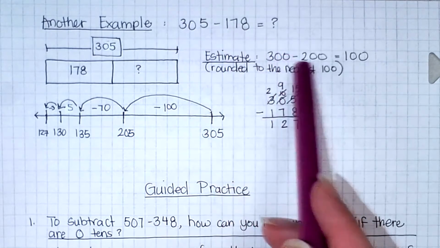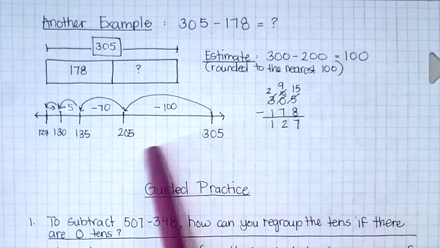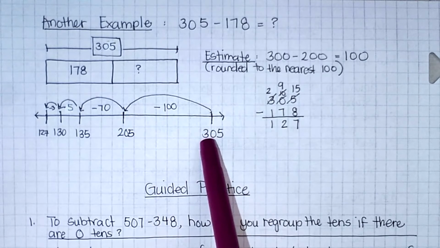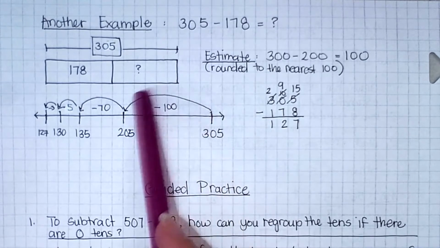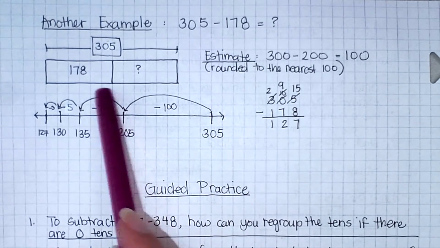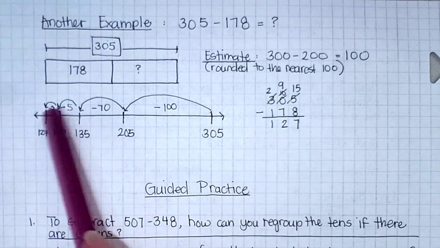178 became 200. So 300 take away 200 gave me 100. I used a number line. So I took away 305 minus the 100 gave me 205. 205 take away 70 gave me 135. Then I took away the 5 and then the 3.